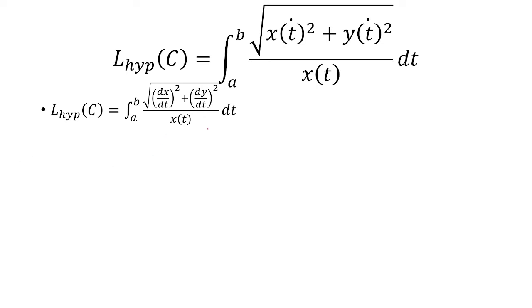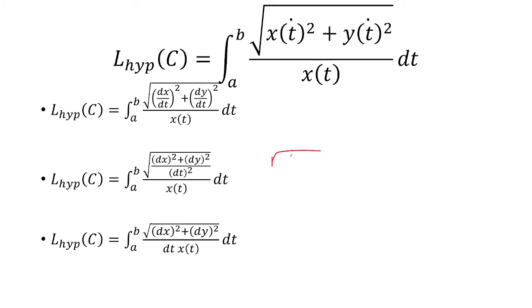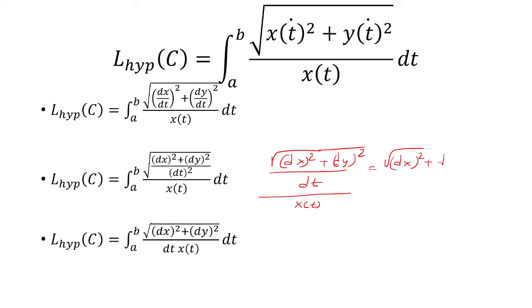And now I can bring these fractions together because they both have a dt in the bottom squared. So that's just going to be dx squared plus dy squared. And now I'm just taking the square root of dt squared, which is just going to be dt, and I'm going to multiply that with x of t. So the intermediate step was this. I broke off dt, and then I'm dividing all that by x of t. Dividing by x of t is the same thing as multiplying by 1 over x of t. And so that's why dt and x of t are in the denominator over here.